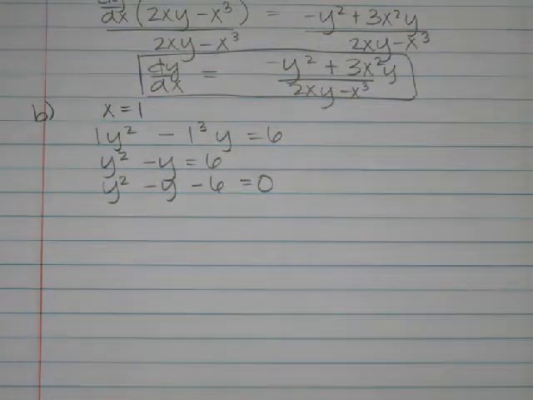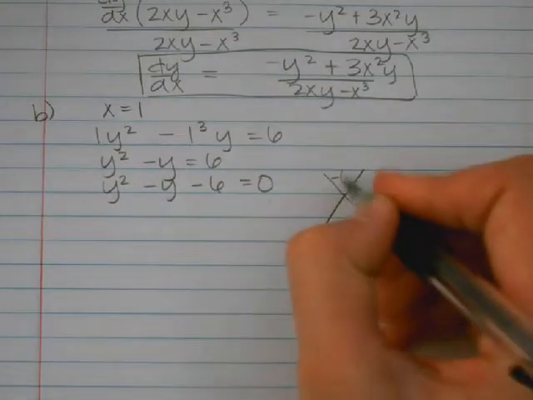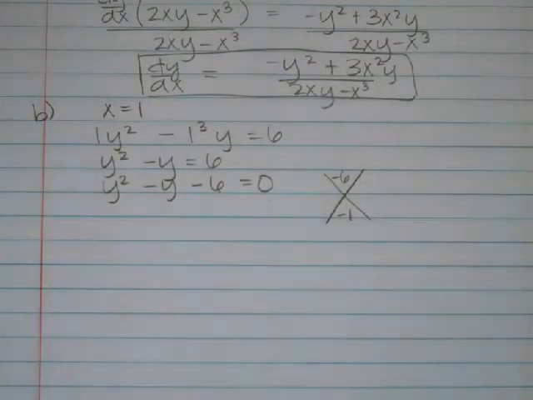What type of factoring is that? Or how do you factor that? Yeah, you do the x thing. So we're finding something that multiplies to negative 6 and adds to negative 1. Yeah, negative 3 and 2.